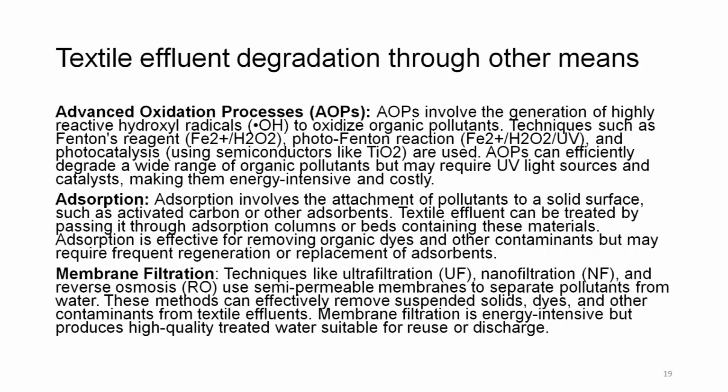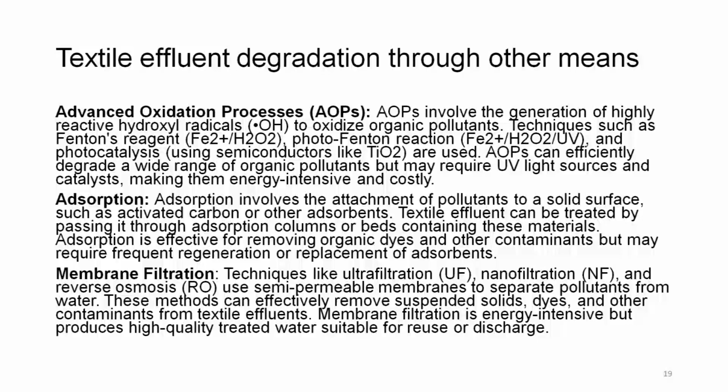AOPs involve the generation of highly reactive hydroxyl radicals to oxidize organic pollutants. Techniques such as Fenton reaction (Fe2+ plus hydrogen peroxide), photo-Fenton reaction (Fe2+, hydrogen peroxide and UV), and photocatalysis using semiconductors like titanium dioxide are used for these processes. AOPs can be efficient in degrading a wide range of organic pollutants, but may require a UV light source and catalyst, making them energy intensive and costly. So, now we are trying to see which one is better than the other one, which is cost effective, which is energy intensive, and what are the sludge situations that each one of them generate. It is a kind of a comparative analysis of various methods that we have discussed.